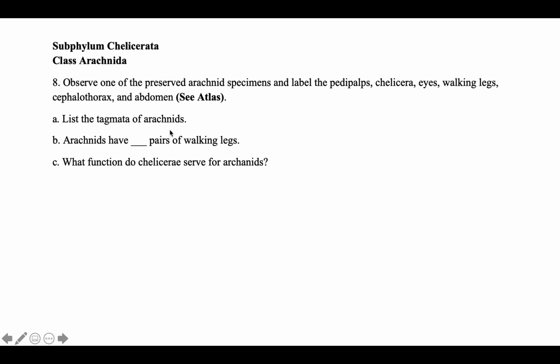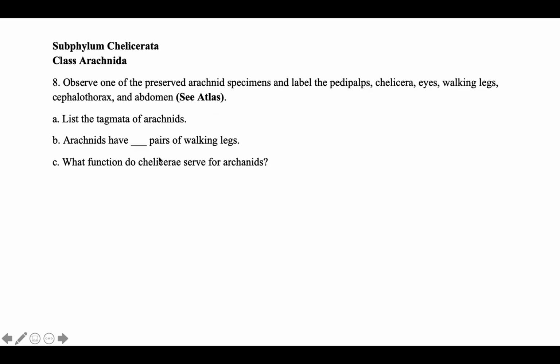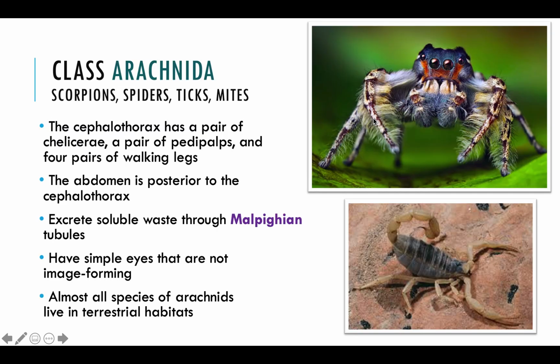So class Arachnida: list the tagmata of arachnids. So what do arachnids have? What are the tagmata? You can find that online. Arachnids have how many pairs of walking legs? How many pairs? So they have 8 legs in total, but 4 pairs, right? What is the function of chelicerae? Go back. They aid in feeding, right? Contain venom in some organisms.